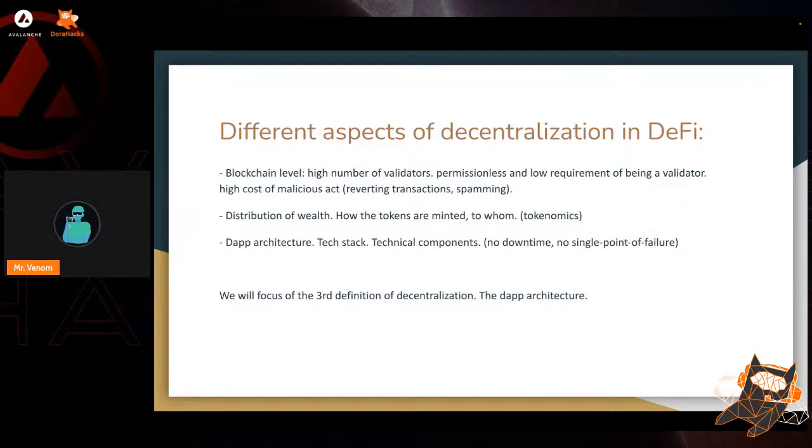So the second type of decentralization is the distribution of wealth. Like how the tokens are minted, to whom, and that's basically whether the economics of the system is fair or not. So that has to do with the tokenomics.